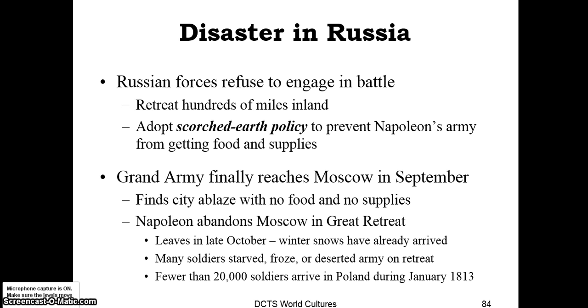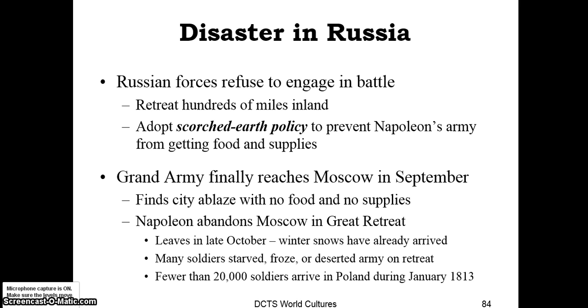The Grand Army finally reaches Moscow in September, and they find the city ablaze with no food and no supplies. What the scorched earth policy essentially is: Russia is going to retreat, and any part that they retreat from, before they leave, they're going to burn it to the ground. Leave nothing for Napoleon.